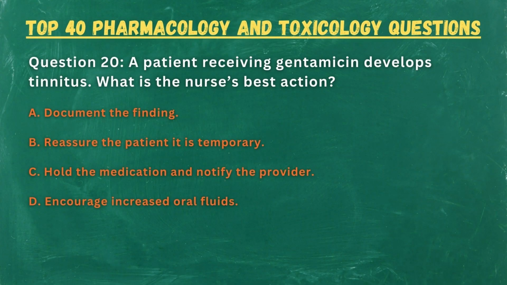Question 20. A patient receiving gentamicin develops tinnitus. What is the nurse's best action? A. Document the finding. B. Reassure the patient it is temporary. C. Hold the medication and notify the provider. D. Encourage increased oral fluids.